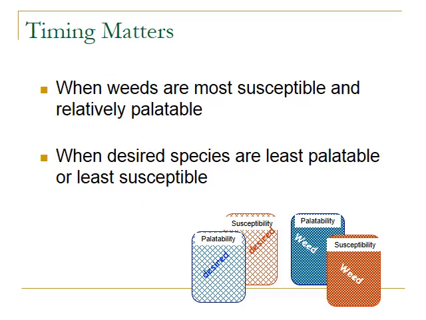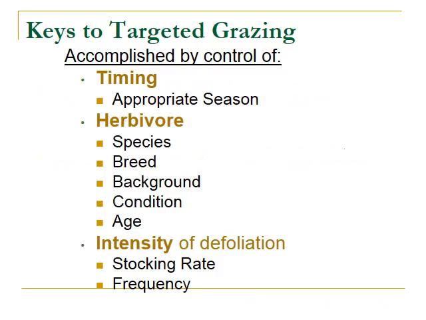You need to manage the weed. You got to manage grazing and graze when the weed is susceptible, but also relatively palatable. And you also need to graze at a time when the desired species are either at their lowest palatability or their least susceptible. So again, you have to manage curves of susceptibility and palatability of the desired plants and the weeds. It's a challenge, and it takes a good manager to do this.